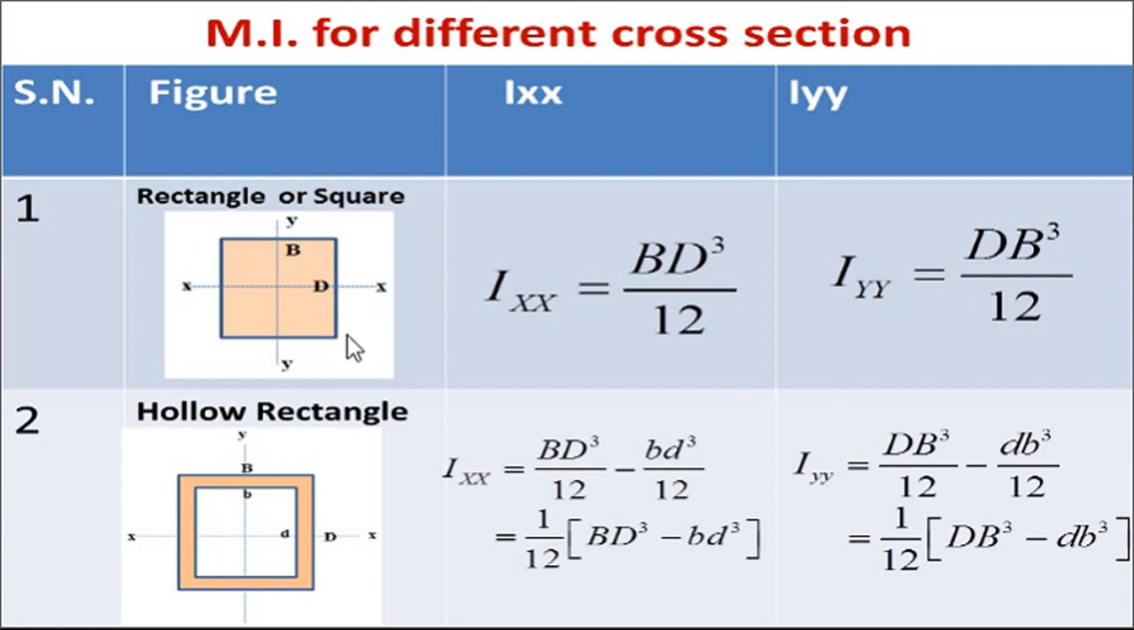If there is a rectangular section, the horizontal dimension is width and the vertical dimension is depth. If I want to calculate the moment of inertia about the x axis, Ixx will be equal to bd cube by 12. You can see here xx is cutting the depth.